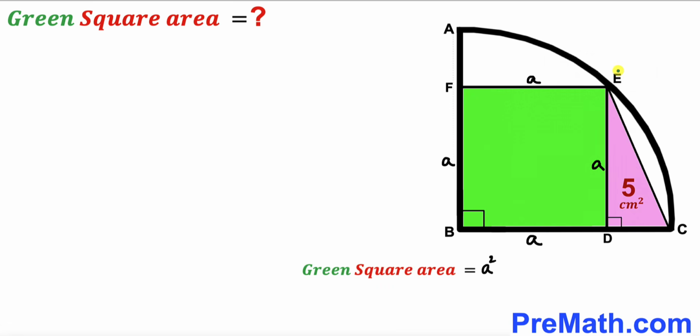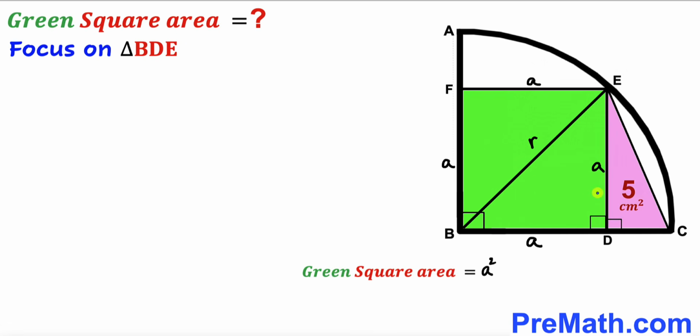In this next step, I am going to connect point E with center B, as you can see. Now we can see BE is the radius of this quarter circle. I'm going to label this radius as lowercase r. Our task is to find the value of this radius r.